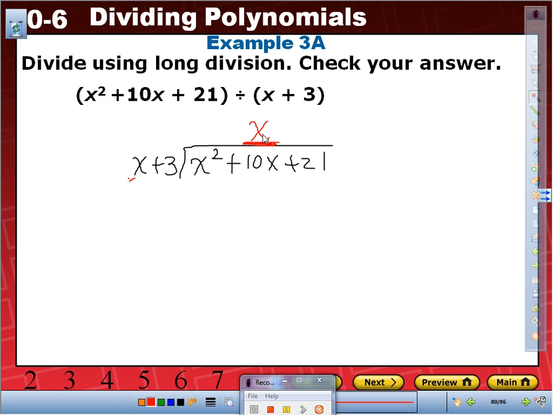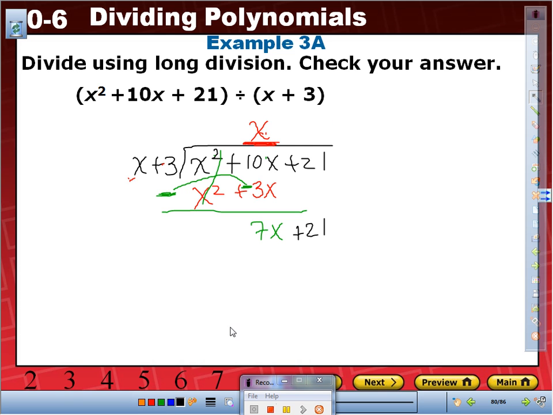Now that we have our first number, I multiply. What is x times x? X squared. What is x times 3? 3x. But in division, what is the next thing we do? We subtract. But since it's a binomial, I need to distribute the negative also to here. So x squared minus x squared cancels. 10x minus 3x, that's 7x, and I bring down the plus 21. Is that correct?